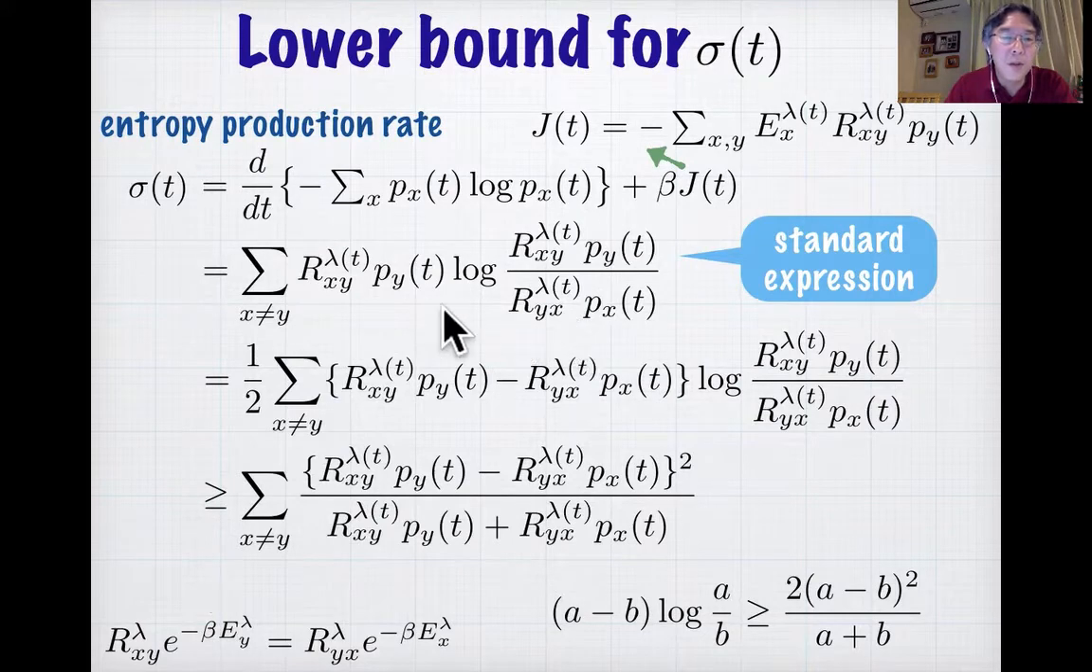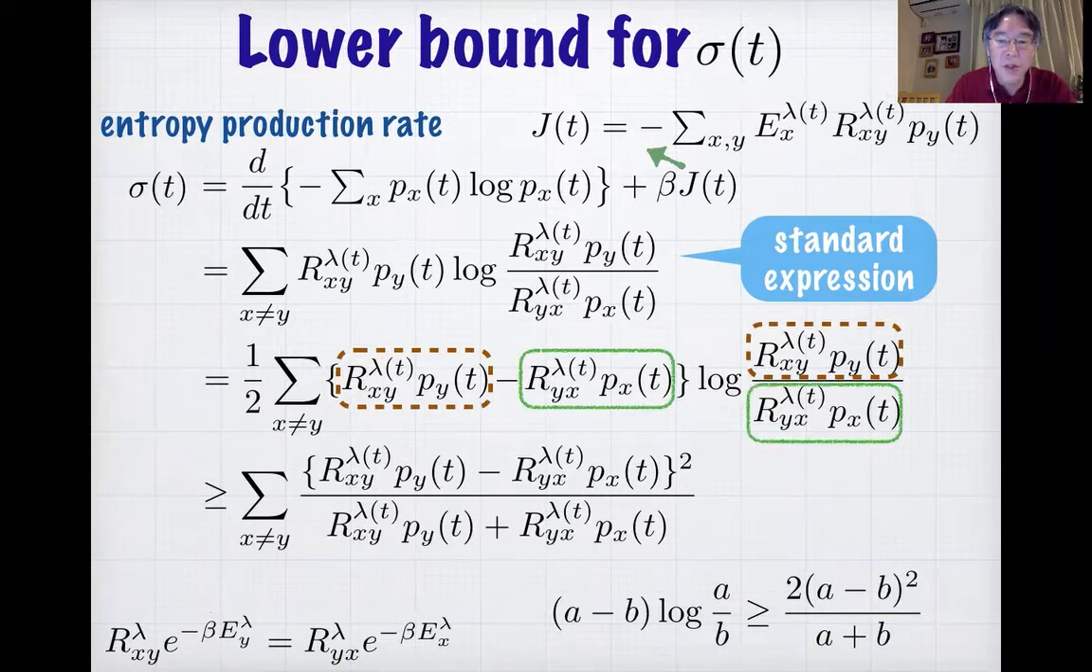Now, I sum this part and the same thing with x and y flipped and divide by 2 to get this thing. This is an easy thing. And then you look very carefully to notice that these two guys are the same, and also these two guys are the same. And now there is an inequality that you can easily show, which looks like this.